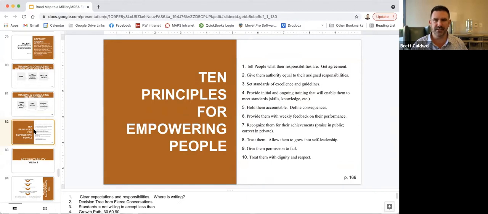Number 3 is set standards of excellence and guidelines. I define standards as I'm not willing to accept less than, meaning we have problems if performance is below this. And how do we communicate that so that people know what winning looks like, right? Number 4 is provide initial and ongoing training that will enable them to meet the standards. Really, that goes back to the skills training, the knowledge training, really working with people to move them into success around all the skills part of our jobs.